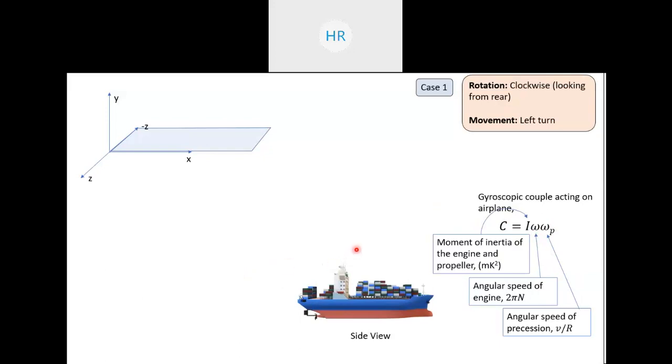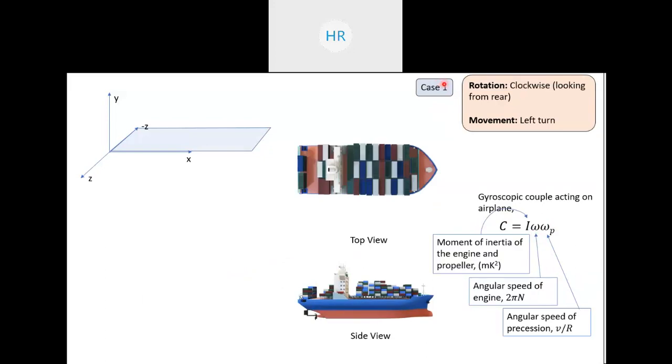This is the side view, this one is the top view, and our case number 1 is that the propeller of the ship or turbine in the ship, or you can say engine parts of the ship, is rotating in clockwise direction while looking from rear. Means તમે આ જે ship છે તેને પાછળથી જુઓ છો. You are looking at the ship from rear and the ship is taking left turn. તમે પાછળથી જુઓ છો અને ship છે તે left turn લે છે. Then what will be the gyroscopic effect?